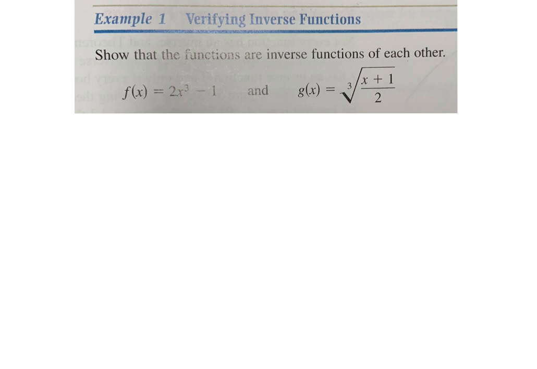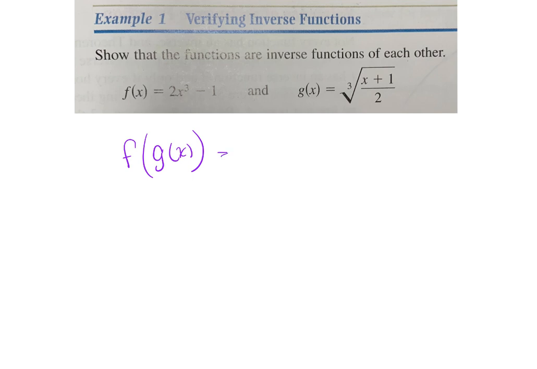This first example says, show that functions are inverses of each other. Well, the way we show that is we take the composite. Either direction, it doesn't matter which way. So if I wanted to show that these are inverses, I would just say, well, f of g of x, and see what that does. Remember, when I do f of g, I take all of g and I put it into f.